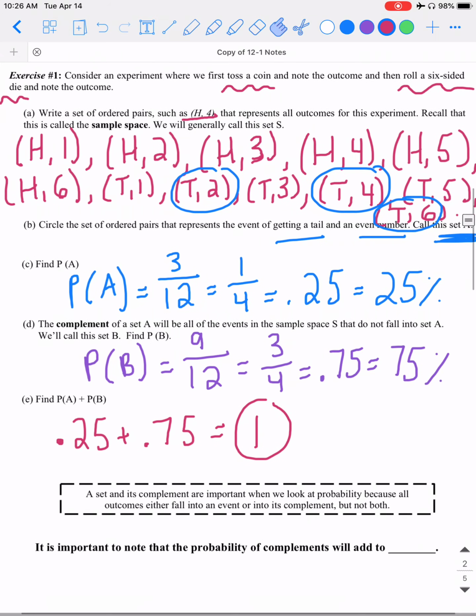Now there's a few notes at the bottom of the page. So a set and its complement are important because all outcomes either fall into an event or its complement, but not both. So when we looked at part A, I'm either in that circled area of set A or I'm in everything that's not circled, set B. And it's important to note that the probability of complements will always add to 1, like we saw in part E.